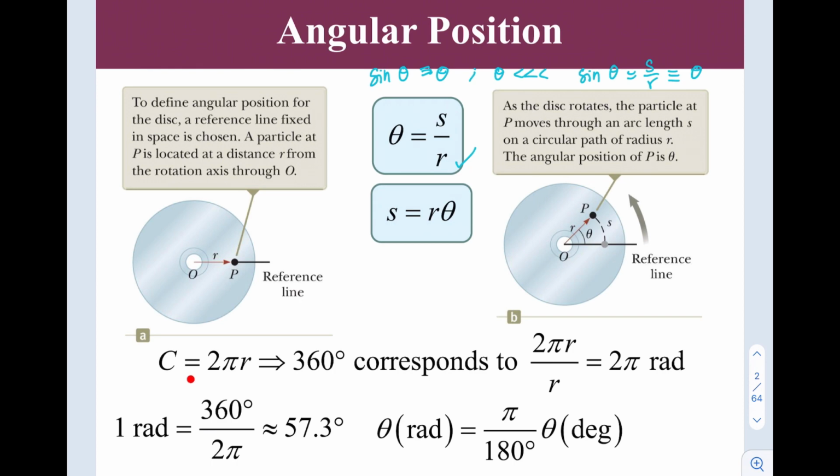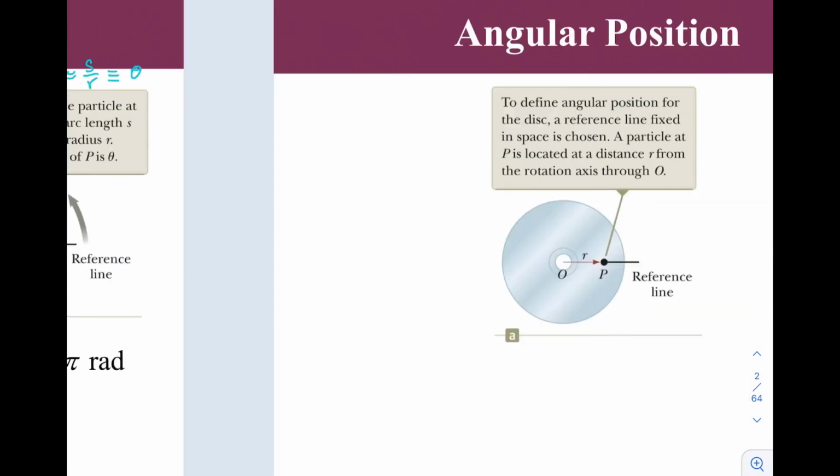Right. The circumference of a circle is equivalent to 2 pi r, which is equivalent to 360 degrees. This corresponds to 2 pi r over r, which is equivalent to 2 pi radians. So one circle, 360 degrees, is equivalent to 2 pi radians. This is the conversion factor. You may directly use your calculator. No need to memorize this.